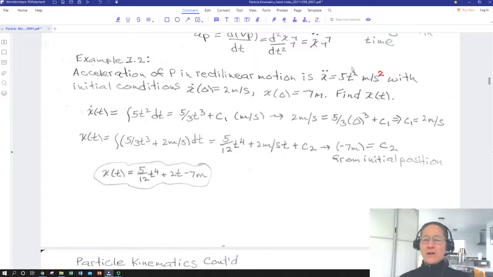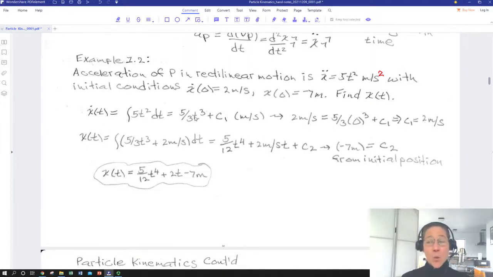So we can simply integrate a couple of times, invoking our definitions of velocity and acceleration, and position and velocity. We can get a velocity expression from acceleration by integrating. We've got an indefinite integral, so we have a dt, and we get 5/3 t cubed plus a constant of integration. We can invoke our first initial condition of velocity to solve for c and get c of 2 meters per second. Now we have an entire expression for velocity, 5/3 t cubed plus 2 meters per second.